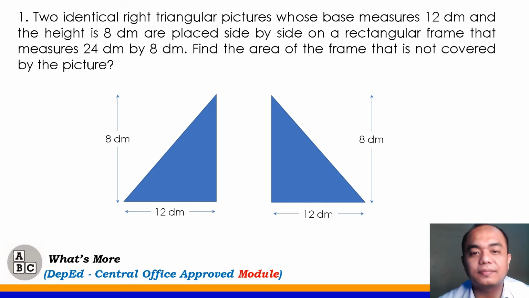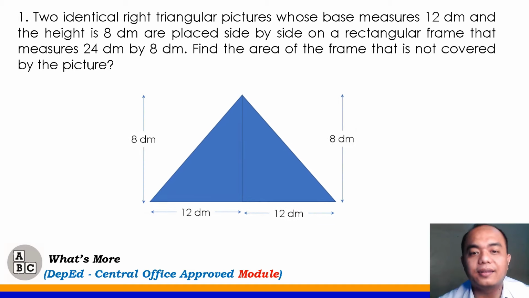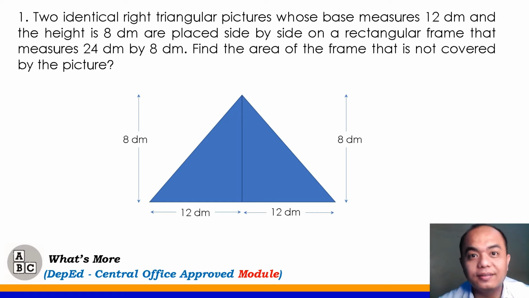Okay, let's see what happens. We attach them. So, what did it form? Yes, we can create one whole triangle. Instead of solving each triangular picture, class, we will just use one whole triangle to make solving easier later on. Okay? So, what is now the base of our triangle here? Yes, we have 24. So, 12 plus 12 makes our total base 24. And the height is the same.